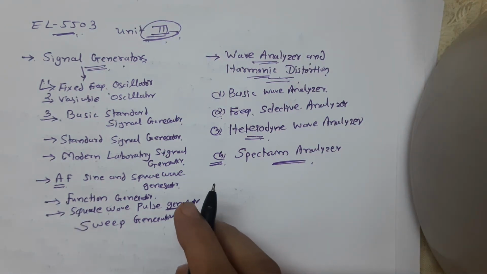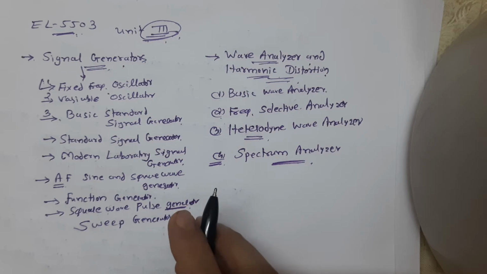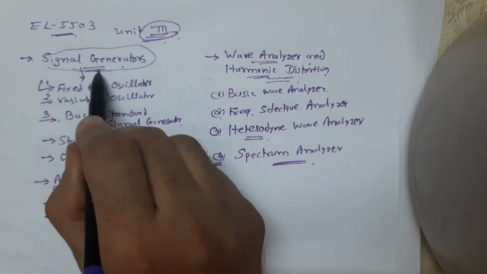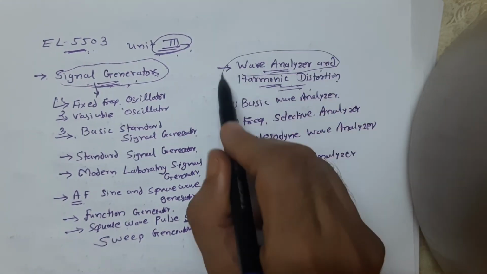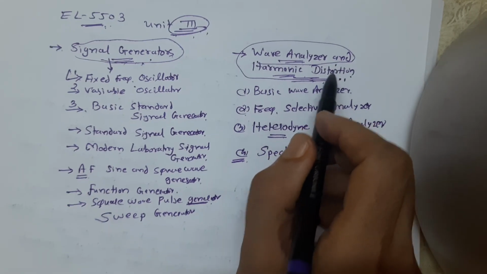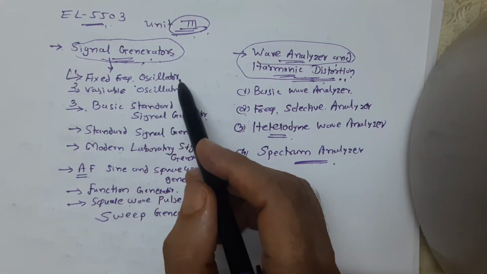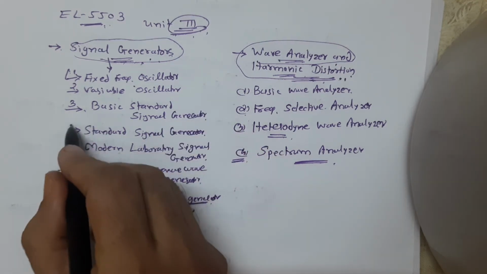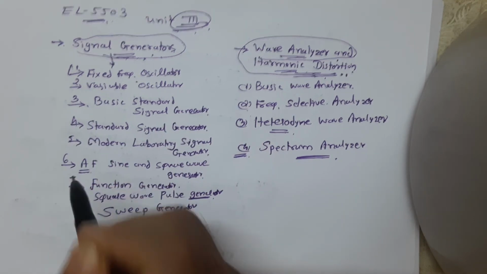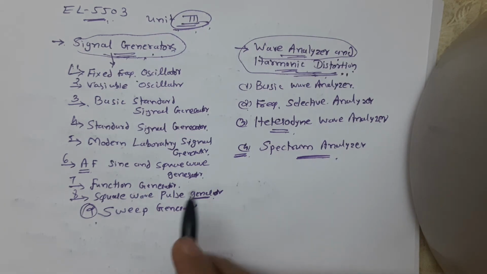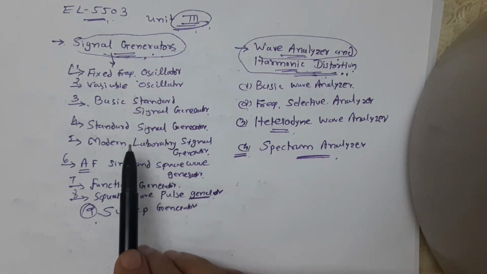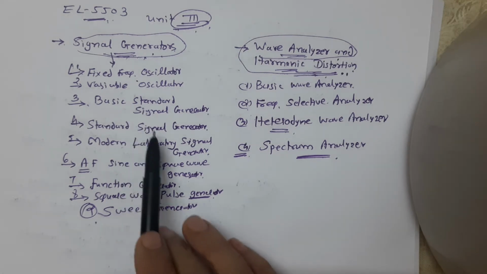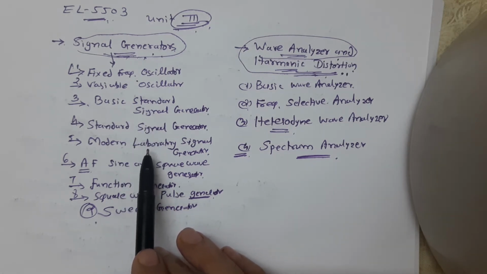So the second, in the third unit, paper number EL5503, there are two topics: signal generator, and wave analyzer and harmonic distortion. In the signal generator, we discuss these different instruments, their block diagram, their working, and what the output of these different instruments is.